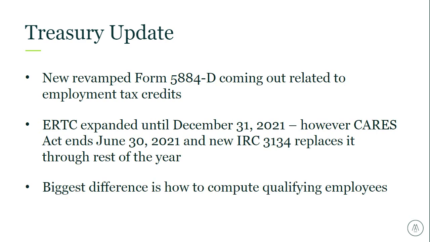Okay. Speaking of employee retention tax credits, the new revamped Form 5884-D is coming out with regards to employment tax credits. The employee retention tax credit has been extended until December 31st, 2021, but the CARES Act extended it until June 30th, 2021. After that, Congress, I should say, and then the IRS has implemented a new code section that replaces it through the rest of the year.